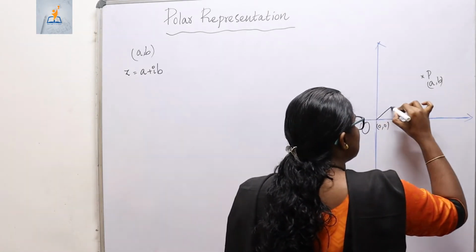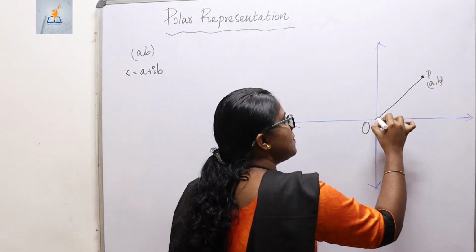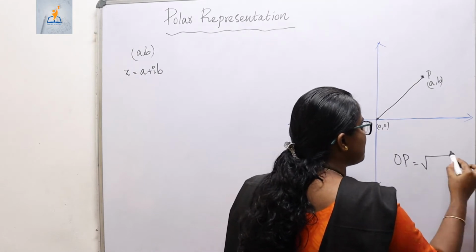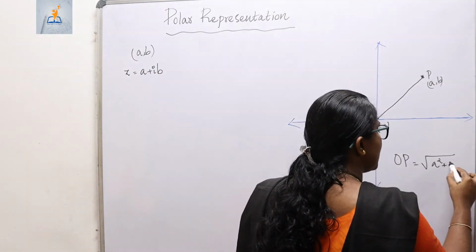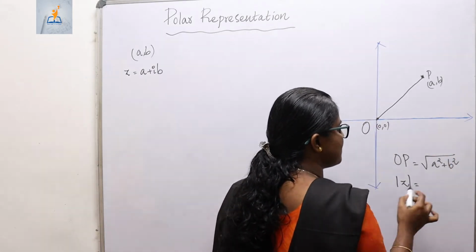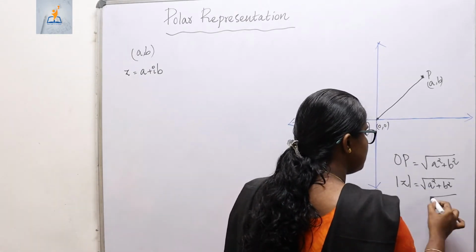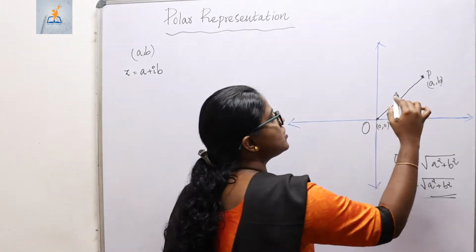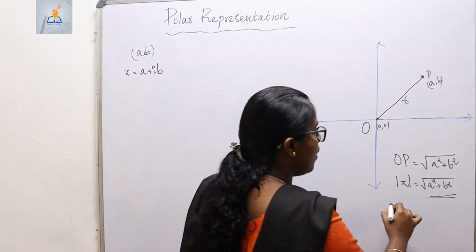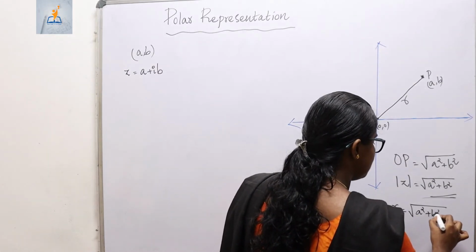Now let OP be the distance from O and P, and we have proved that OP is nothing but square root of a square plus b square, which is the modulus of the complex number z, that is mod z is square root of a square plus b square. Now I am going to name this distance as r, small letter r. So r is equal to square root of a square plus b square.